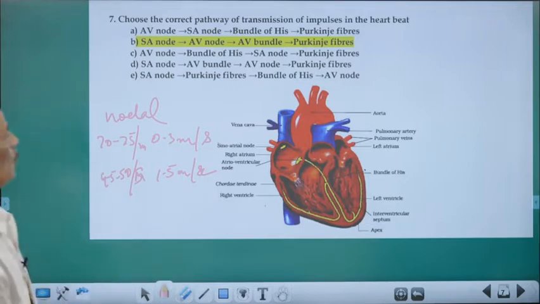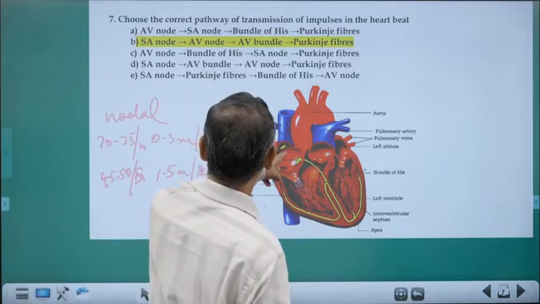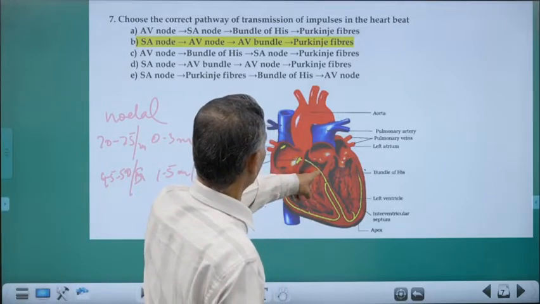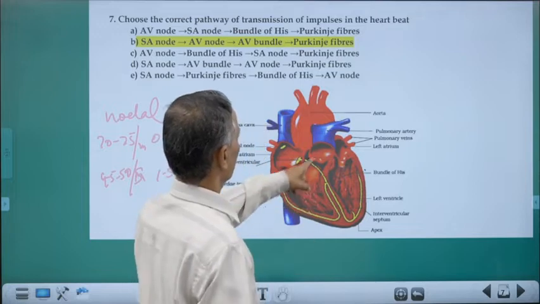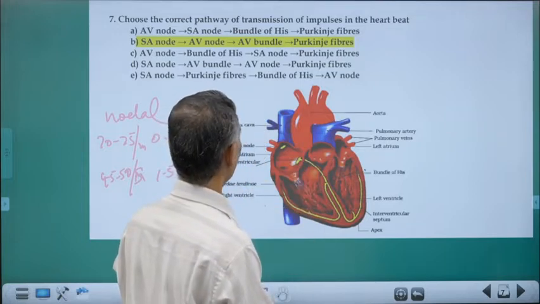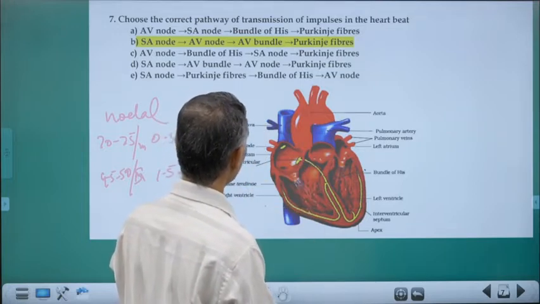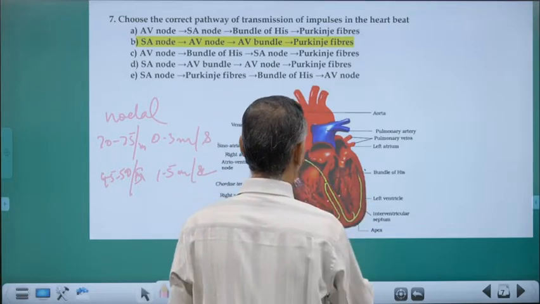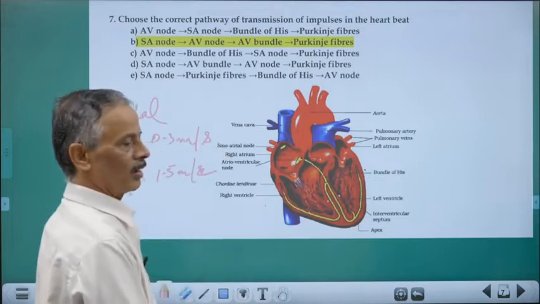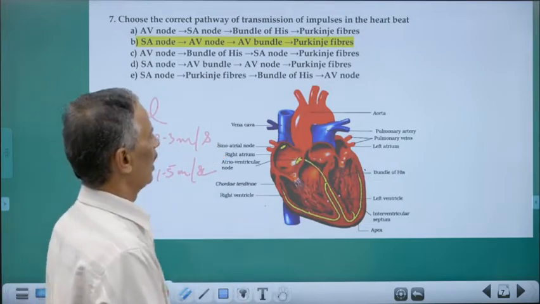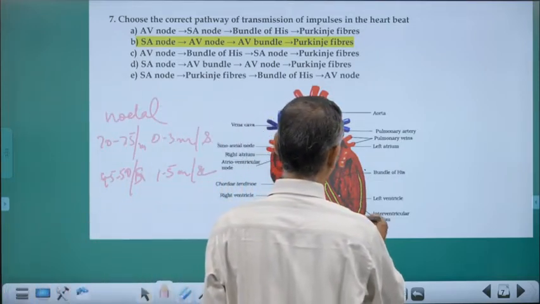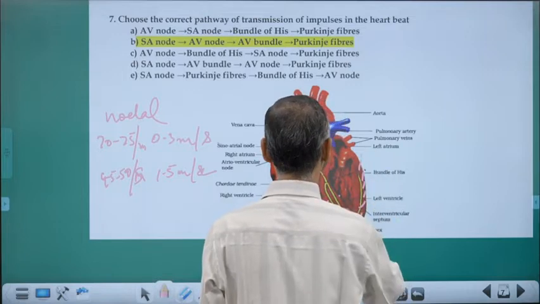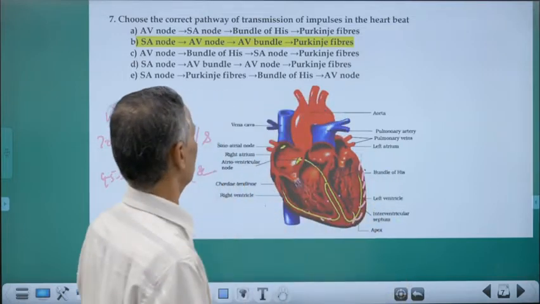So from SA node to AV node, then it passes through the AV bundle. Then after reaching the septum, it divides into two, anterior and posterior bundle of His. And after reaching the apex, they branch into small branches called Purkinje fibers.